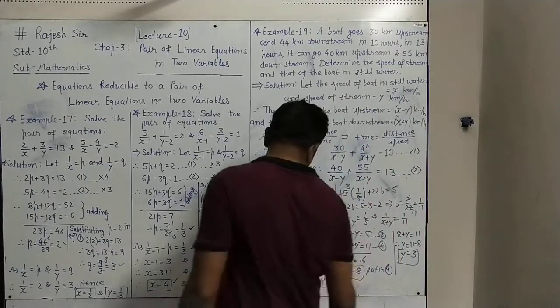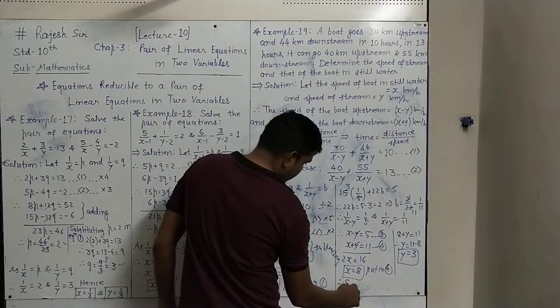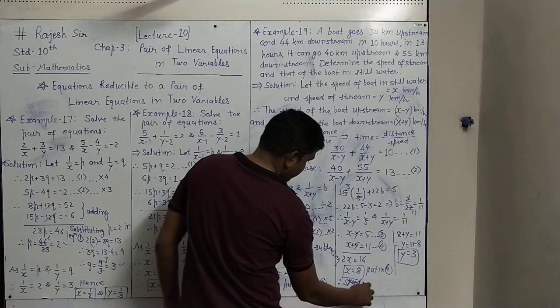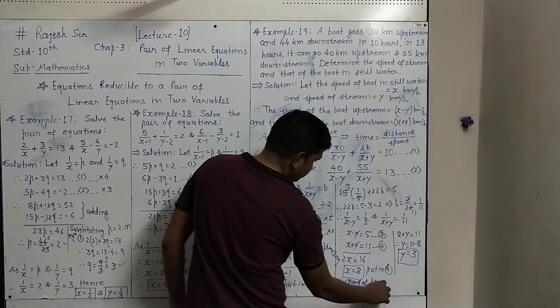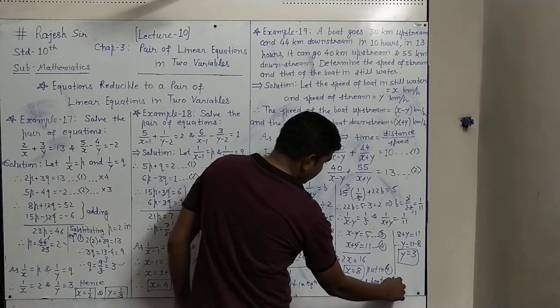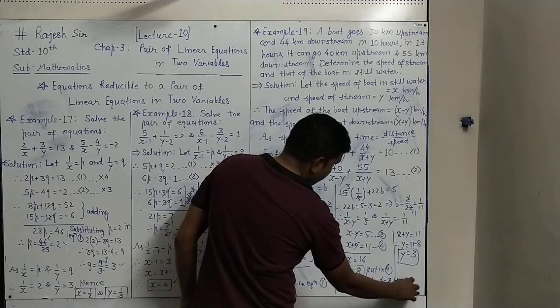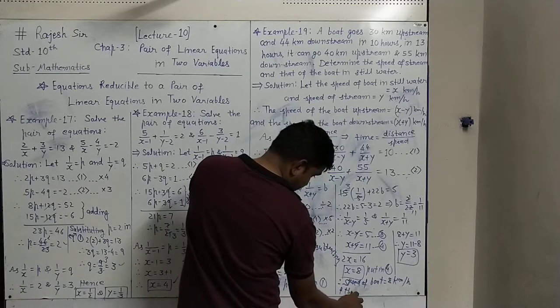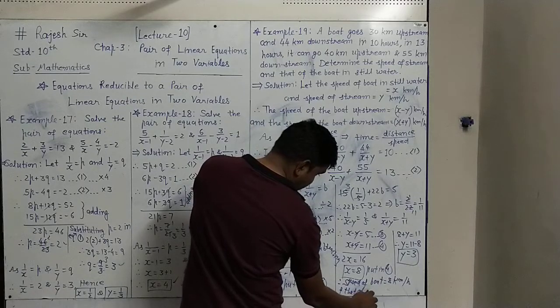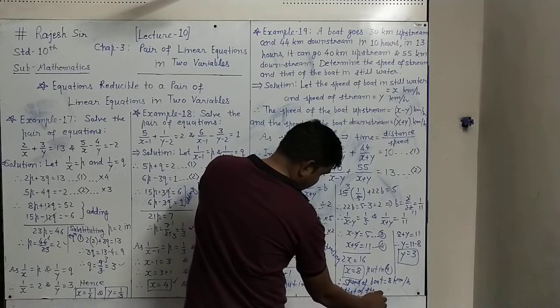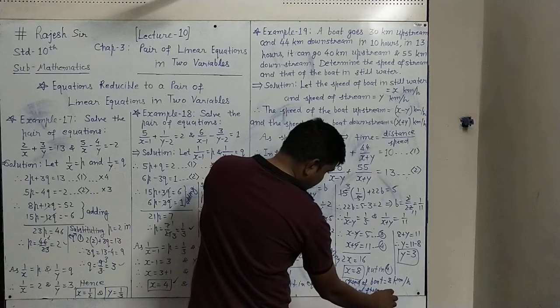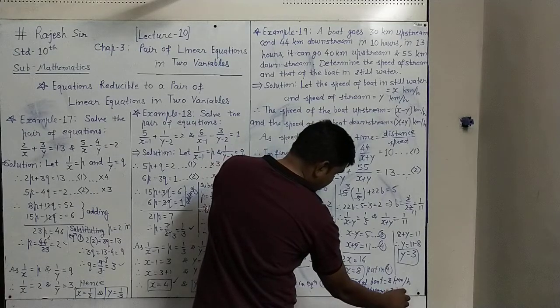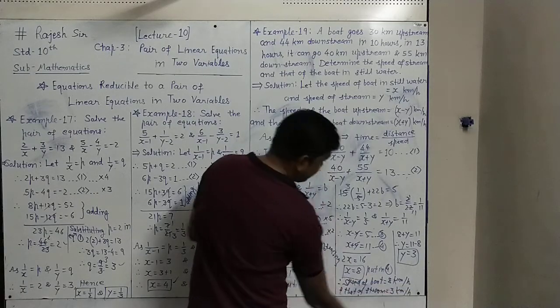Finally we have to write here: therefore speed of the boat in still water is 8 km per hour, and that of the stream is y, which is 3 km per hour.